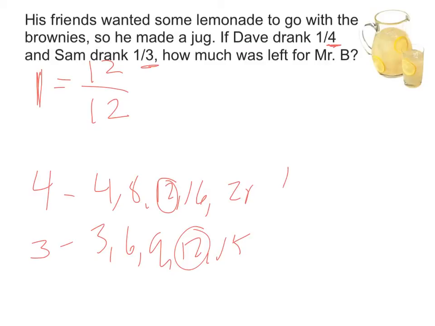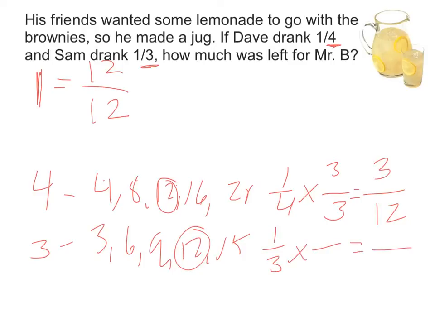Now I need to change the 1/4. 1/4 times something equals something over 12. 4 times what will give me 12? 3. And I can use my number chart here, 1, 2, 3, to figure that out. Whatever I do to the bottom, I do to the top. So 3 over 12. And then 1/3 times something equals something over 12.